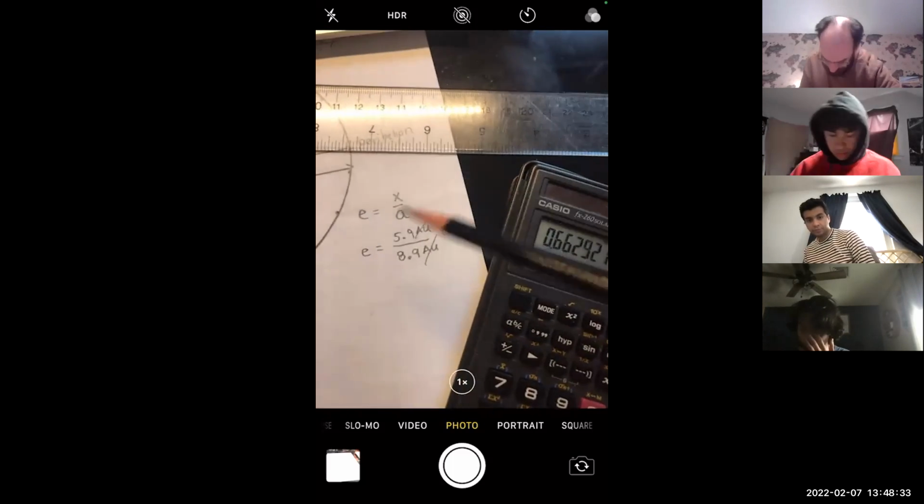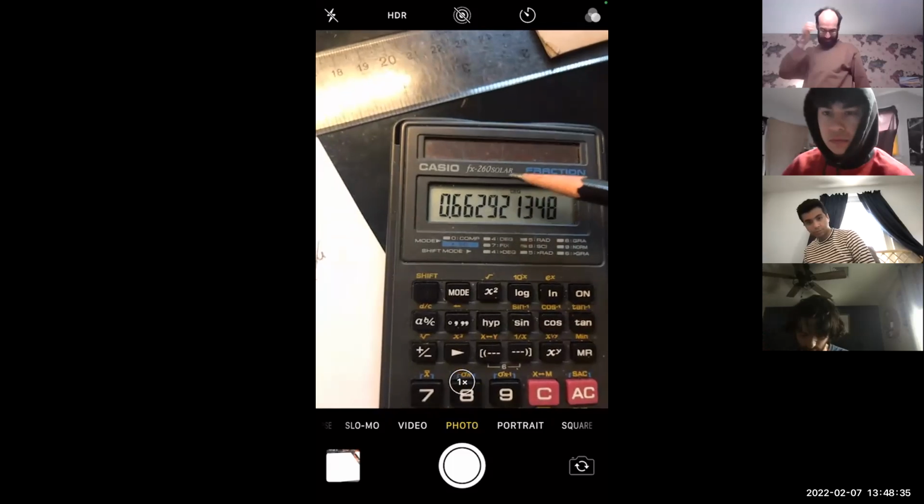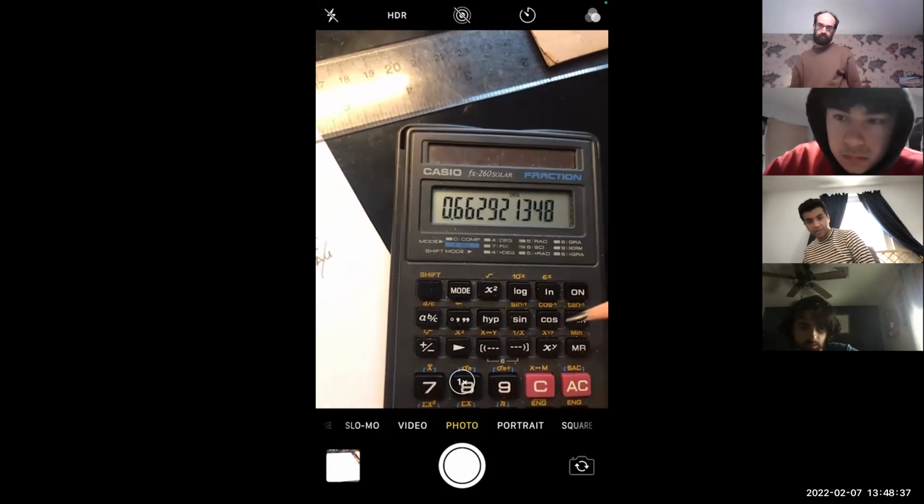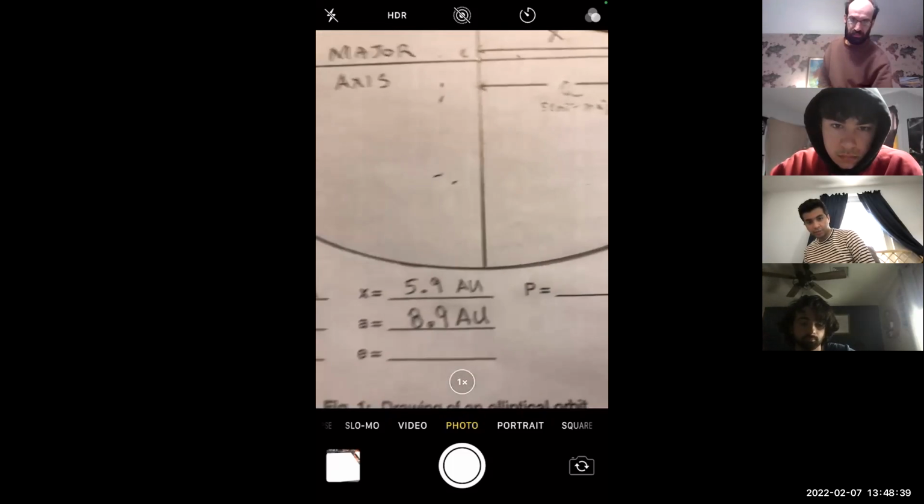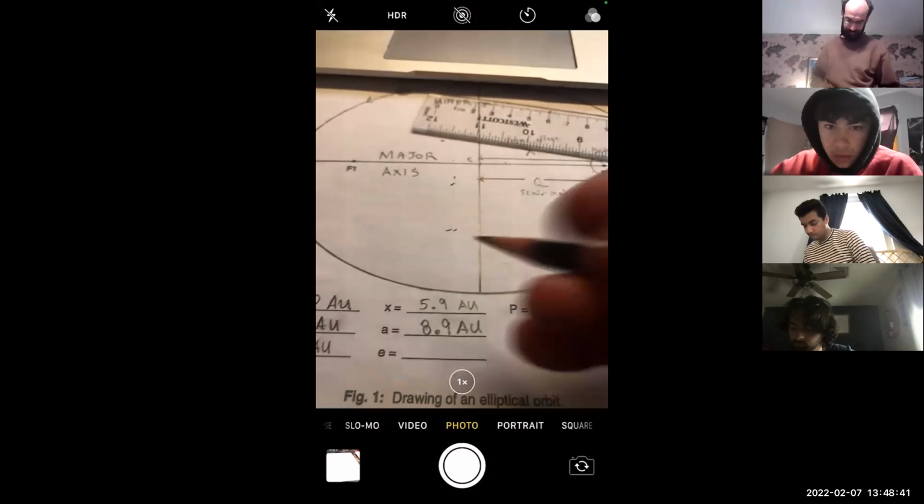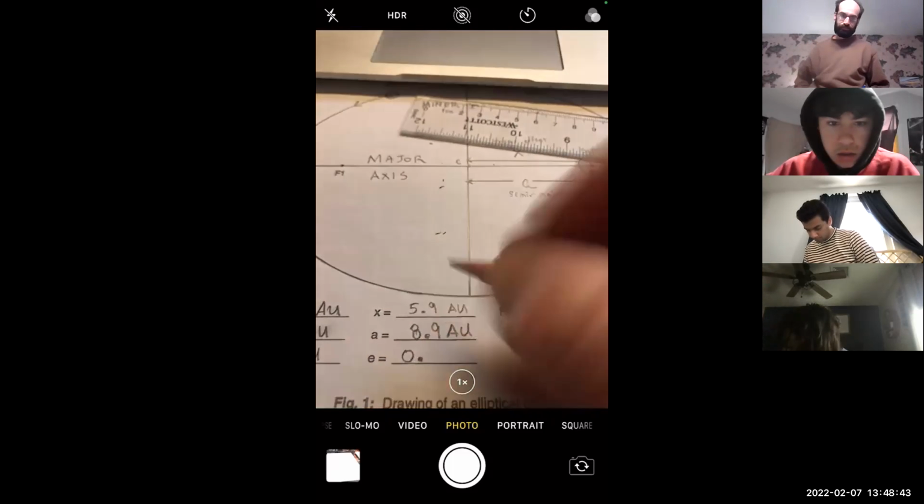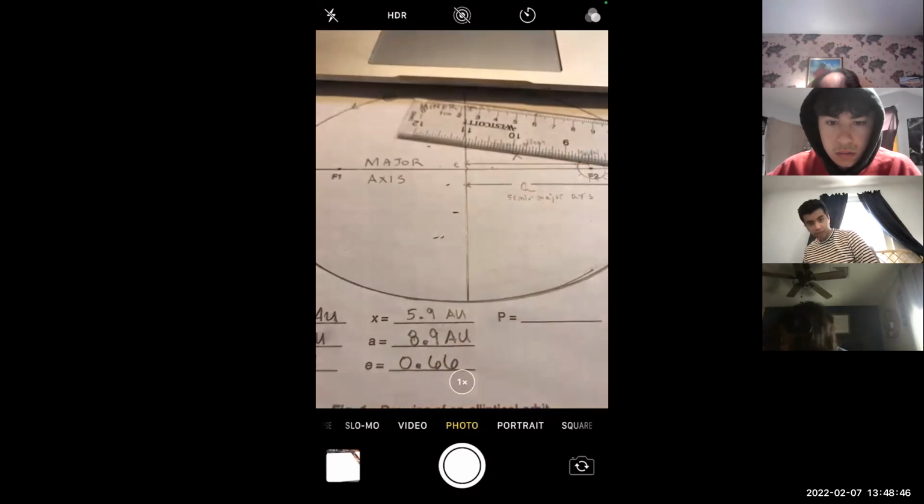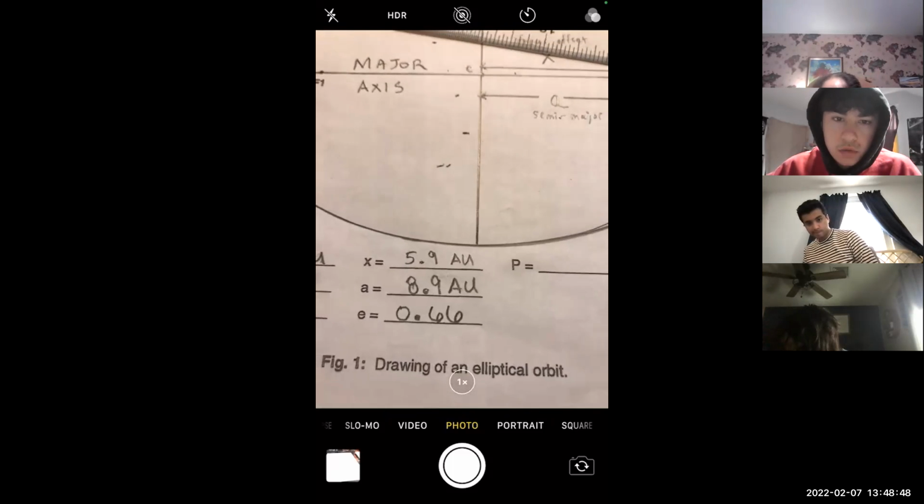How many sig figs do you think I should keep? 2. That's right, because we have 2 top and bottom. So what should I round it to then? 0.66. Very good. Always put your leading 0 out front. This matters to me. So leading 0 out front, 0.66, no units. That's the kind of thing I should see.